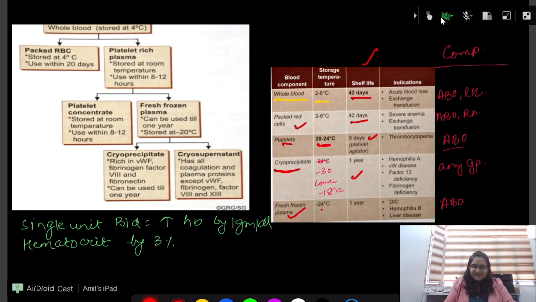Fresh frozen plasma is also stored at around minus 24 degrees C. Shelf life is also 1 year, and it is used whenever there is loss of any clotting factors except 5 and 8. Okay, so it is not used in that.